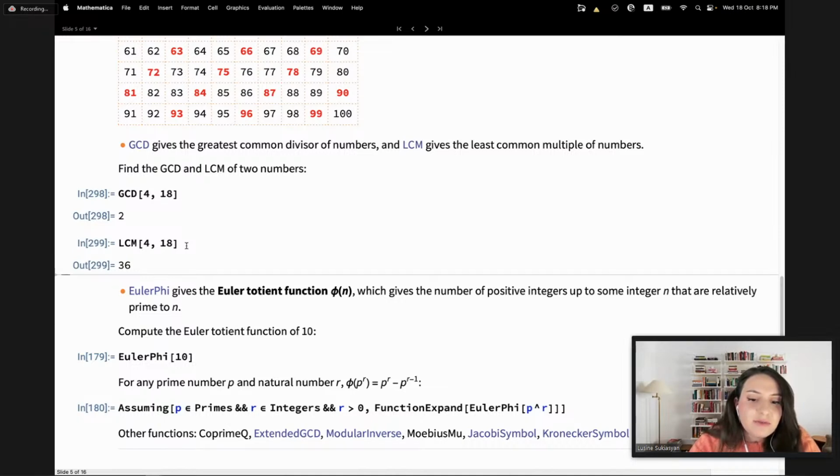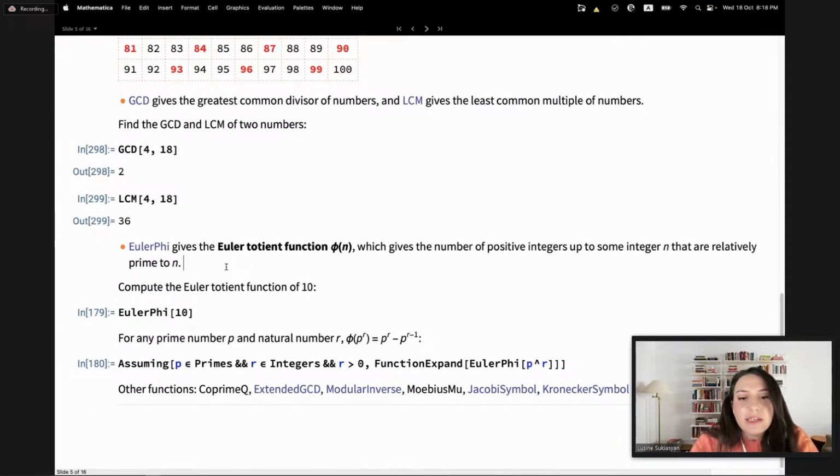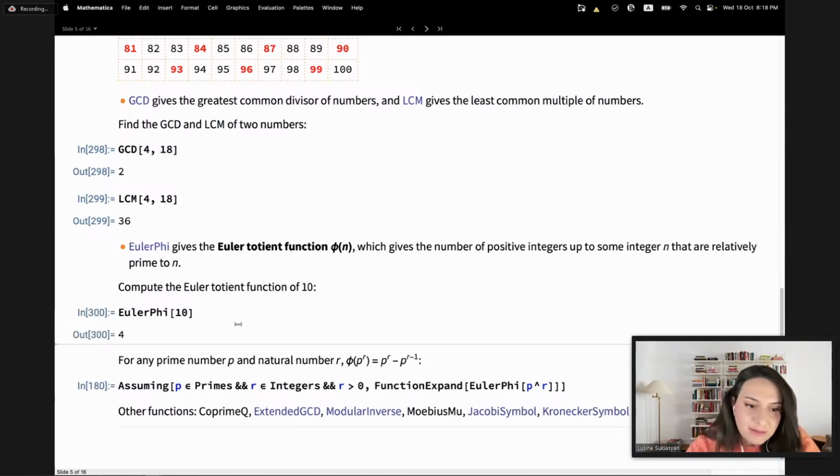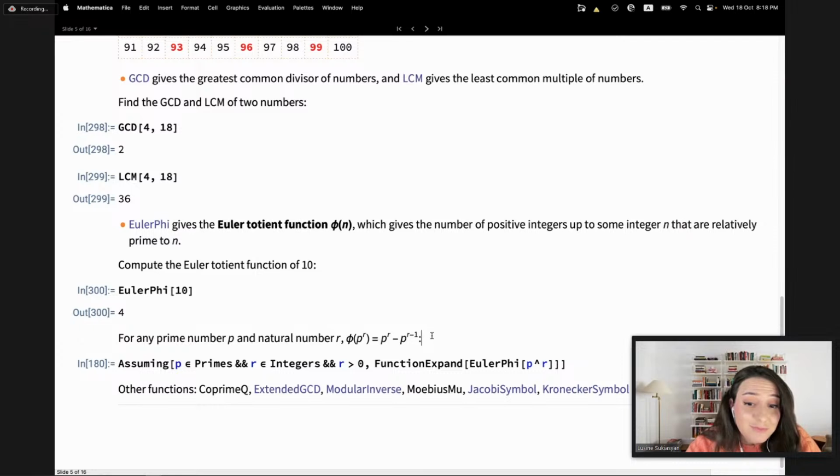And a function that is really connected with this GCD and LCM is the Euler totient function, EulerPhi. What does it give? It gives the number of positive integers up to some integer n that are relatively prime to n. For example, we can compute the Euler totient function of 10 by simply doing this. And there's a great result: for any prime number p and natural number r, you get this.